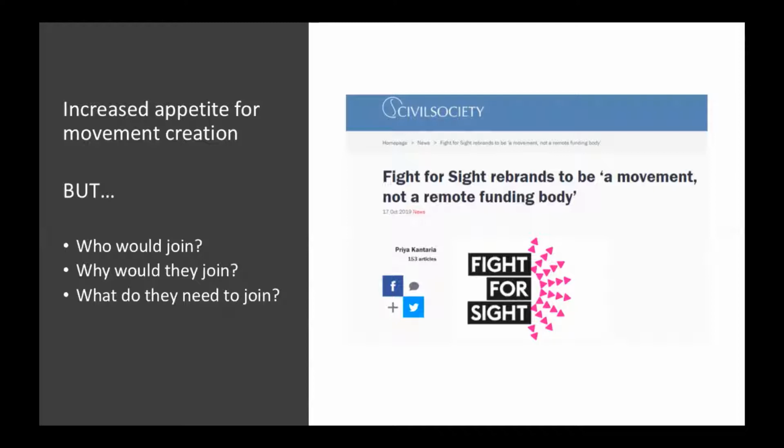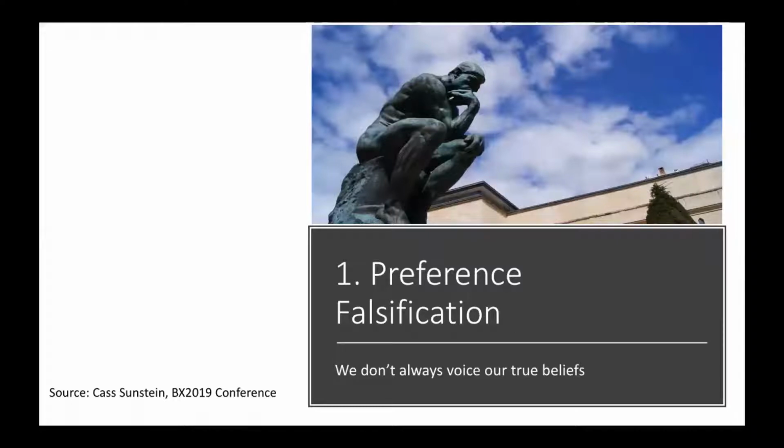But also there are some characteristics that explain how a movement is built, and you need to create a situation that satisfies those three characteristics. So let me be more specific, and let's take them one by one. First one is preference falsification, which is a fancy way of saying that people don't always voice their true beliefs. And even in some cases, they might say the opposite of what they believe. And why does that happen? That's a combination of two things.